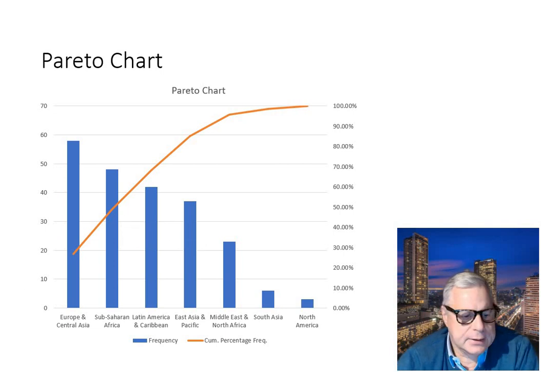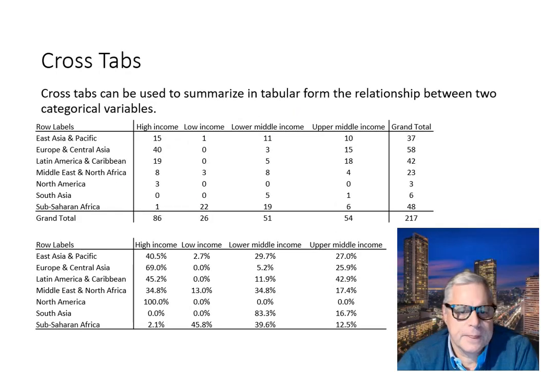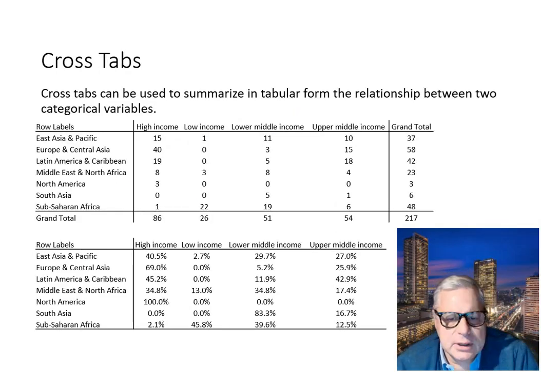And the last thing that we did was to introduce a crosstab. A crosstab shows the relationship between two categorical variables. So here we illustrated how many countries that are classified as high income, low middle income, or upper middle income can be found in East Asia and the Pacific or other regions. And then we did the same thing with respect to percentage frequencies.